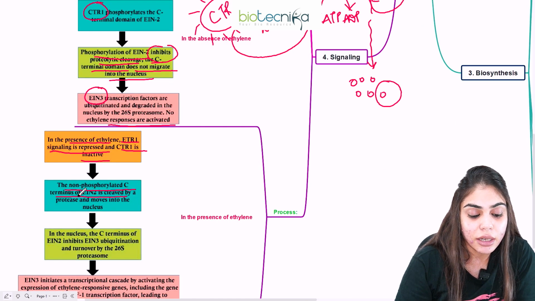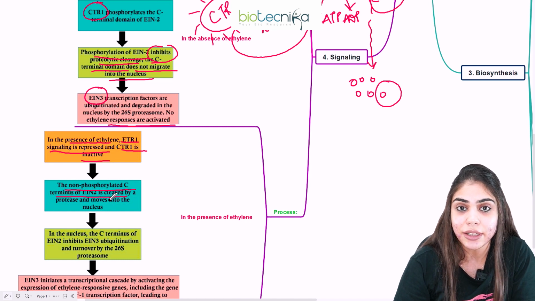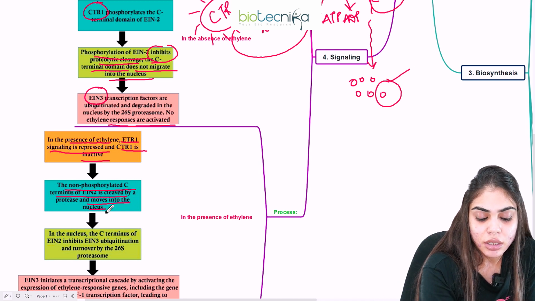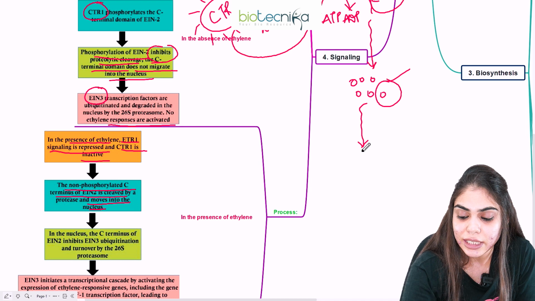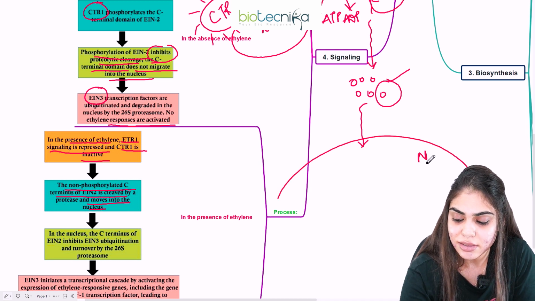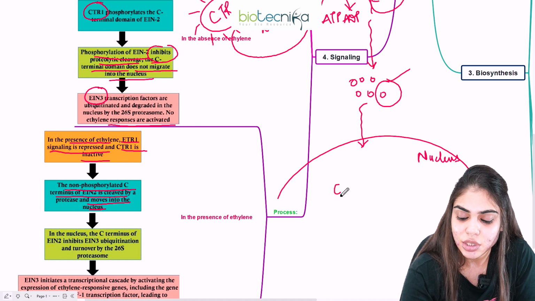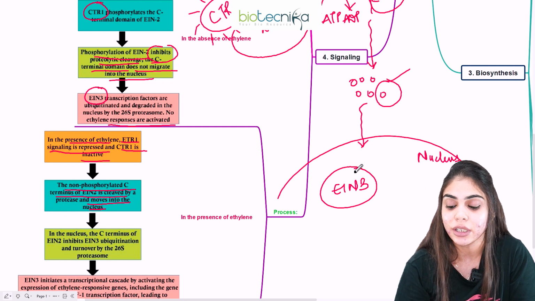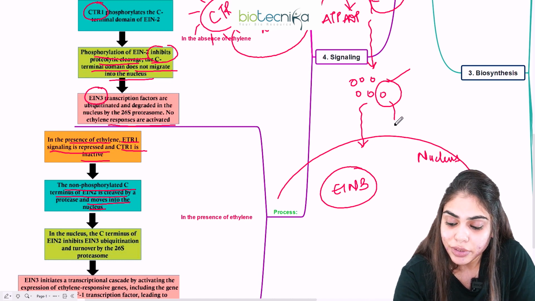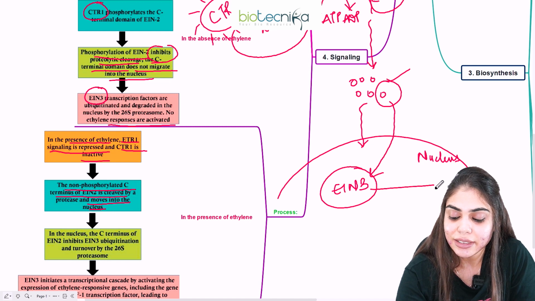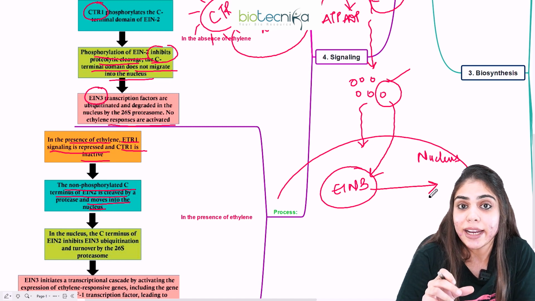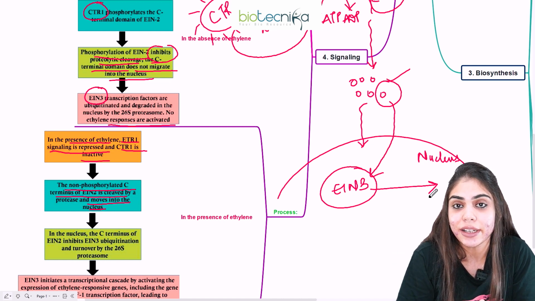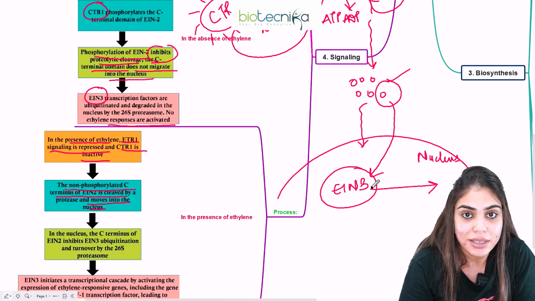Now what happens? The non-phosphorylated C-terminus of EIN2 is cleaved by a protease. Yes, they are cleaved and move into the nucleus. So the C-terminal part of this EIN2 will move inside the nucleus. Suppose this is the nucleus, and here is one transcription factor, that is EIN3, ethylene insensitive 3. To this, the C-terminal of EIN2 binds and will activate the transcription process. Now this peptide is generated because CTR1 was inactive. So the protease has cleaved this EIN2 and the C-terminal fragment will bind to this EIN3.